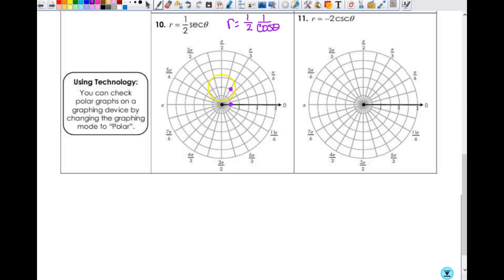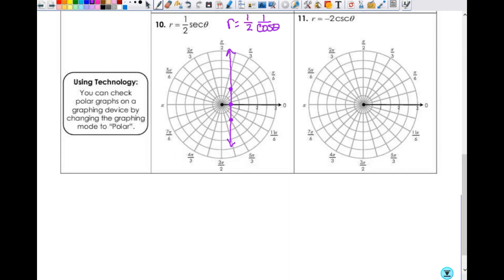I go to pi halves. What's the cosine of pi halves? 0. 1 over 0 is undefined, so I can't do anything. I go to 2 pi thirds. What's the cosine of 2 pi thirds? Negative 1/2, which means the secant is negative 2 times 1/2, which gives me a negative 1. So at 2 pi thirds, I go to negative 1, and I'm right there. And what do you think this is going to be? A vertical line. Bam, there you go. Oh, I totally missed my line. Points. There we go.